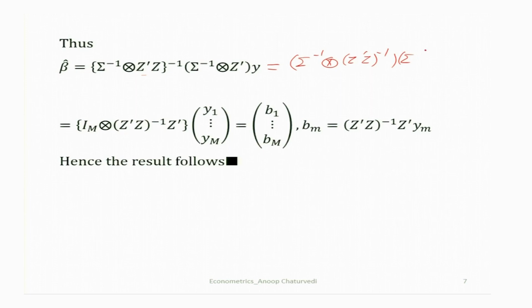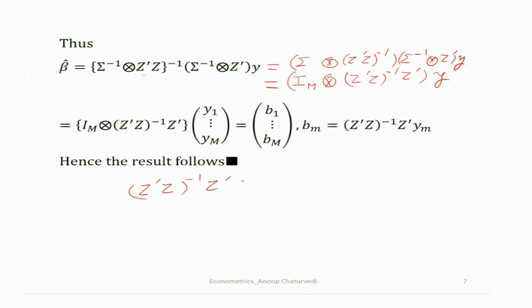Then you have, you are taking the inverse. So, you get Sigma Kronecker product (Z transpose Z) inverse. Then you have Sigma inverse Kronecker product Z transpose y, and this is equal to, you get the identity matrix here, I Kronecker product (Z transpose Z) inverse Z transpose y, and then we write y equal to y 1, y 2, up to y m. Now, (Z transpose Z) inverse Z transpose y m will give you b m.